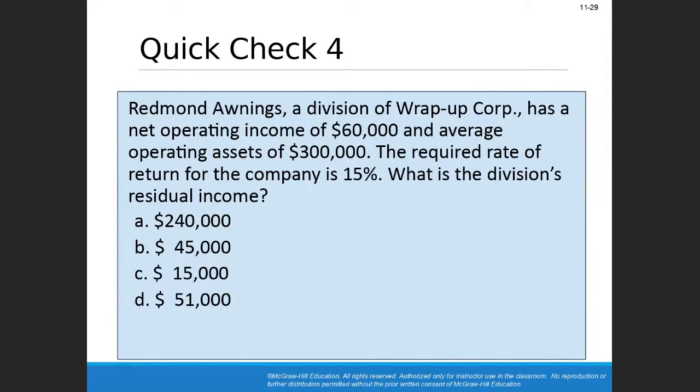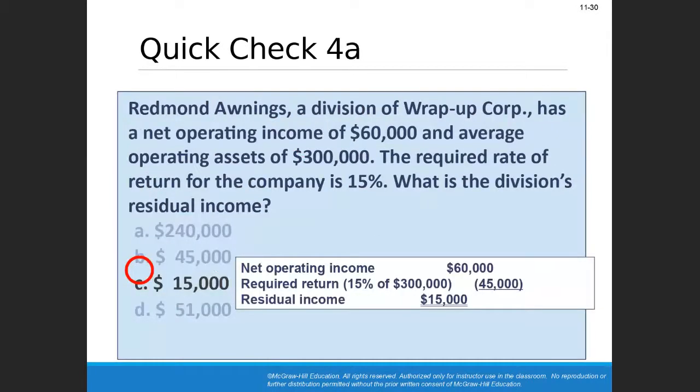What's the residual income? And so here we are looking at that. Okay, Redmond Awnings has a net operating income of 60,000. Average operating assets 300,000, required rate of return is 15. What's the residual income? Well, we take the 15% of 300,000, right? 15 times 3 is 45. So that's 45,000. All right, so 45,000. 60 minus 45,000 leaves us with 15,000. Right? So there's your residual income on that 60. All right, so our initial scenario, 60,000, assets of 300,000, 15,000.